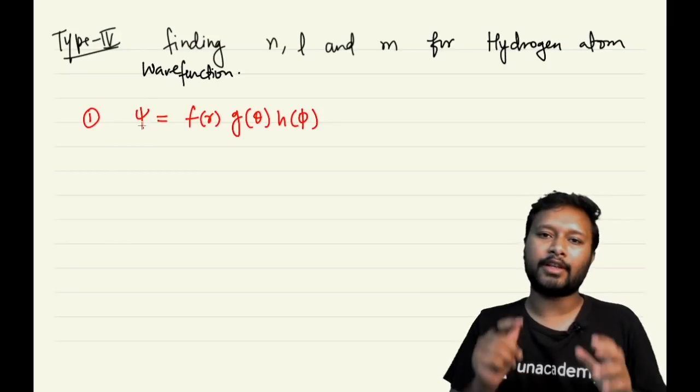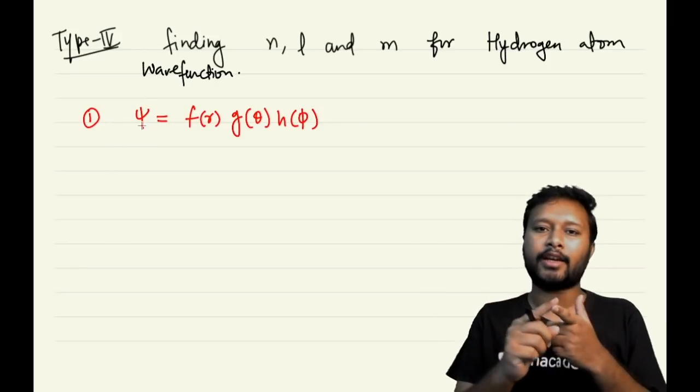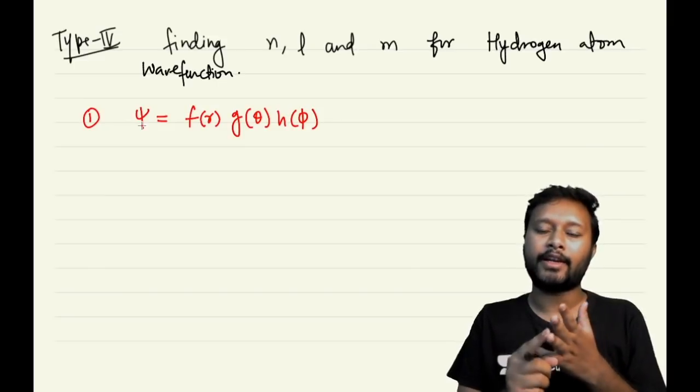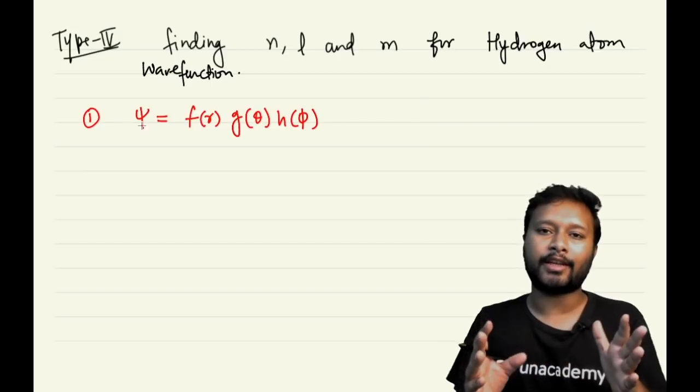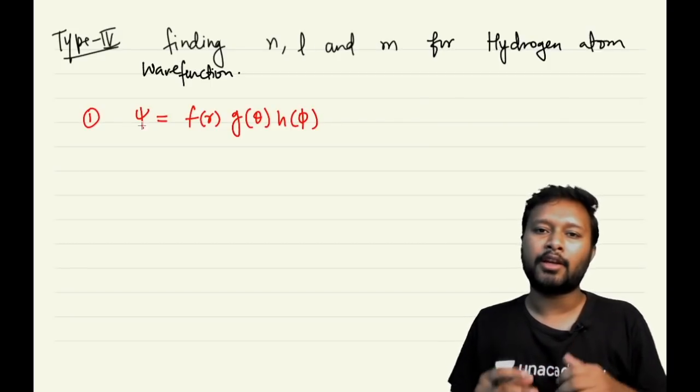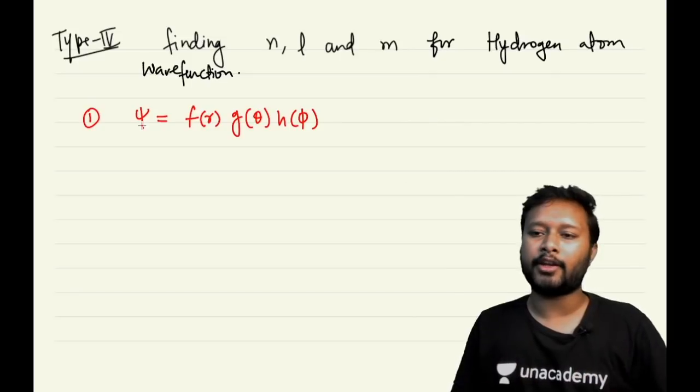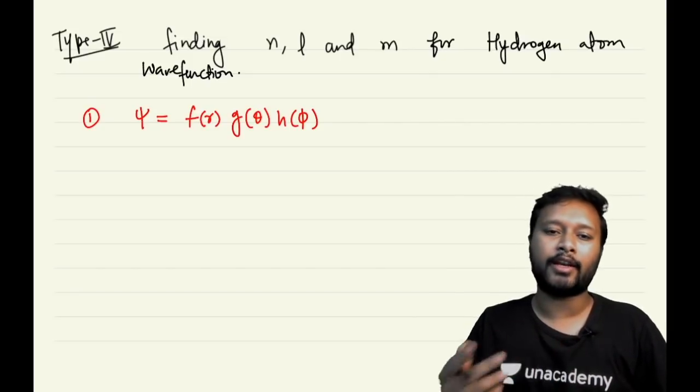So the wave function consists of three parts actually. It has a radial part, an angular part, and a phi part. So there are three different parts which you will see in the wave function itself. It consists of all three of them, and all together they will help you find out the n, l and m values.